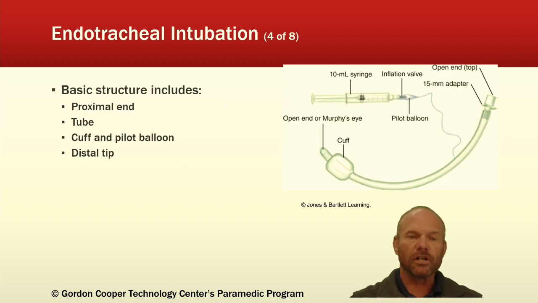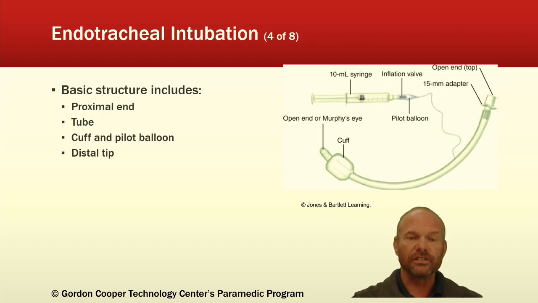Now some structures and features of endotracheal tubes. The basic structures, they have four main components: the tube, the main body, a cuff and a pilot balloon, the distal tip, and the proximal end. The proximal end comes with an adapter that connects to any ventilation device, such as a BVM or a ventilator. It includes an inflation port. It also has a pilot balloon to manage the cuff inflation. And then the distal cuff.